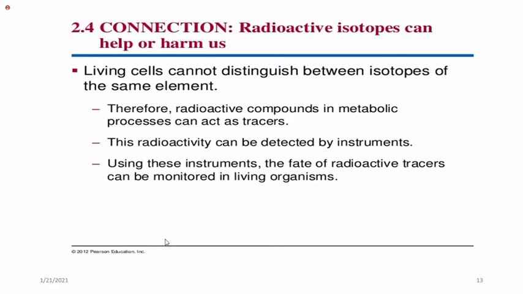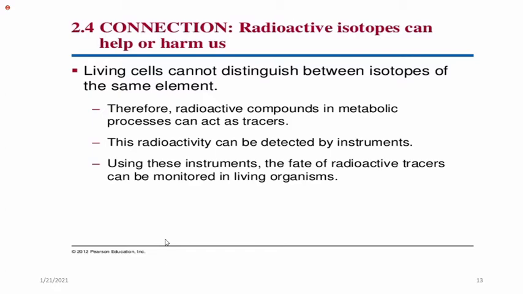They can be used for carbon dating. You might have heard these terms. They are also tracers in the metabolic processes. That is how we can understand what metabolism is and how the metabolic pathways take place. It is with the help of these radioactive isotopes only. This radioactivity can be detected by instruments. Using these instruments, the fate of radioactive tracers can be monitored in living organisms. So that is how it works both ways: radioactive isotopes can be useful as well as harmful to the body.